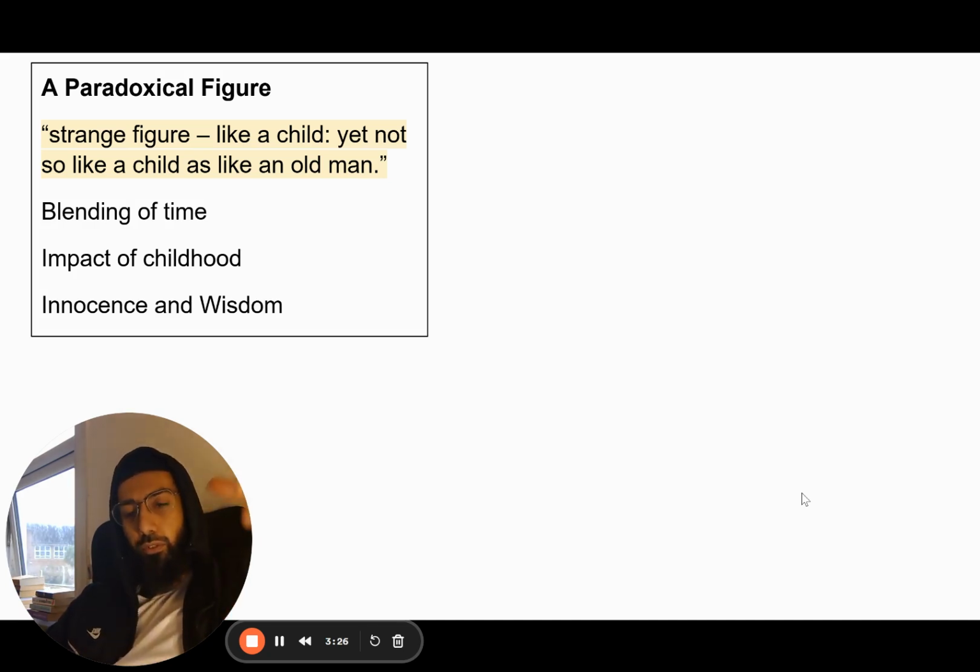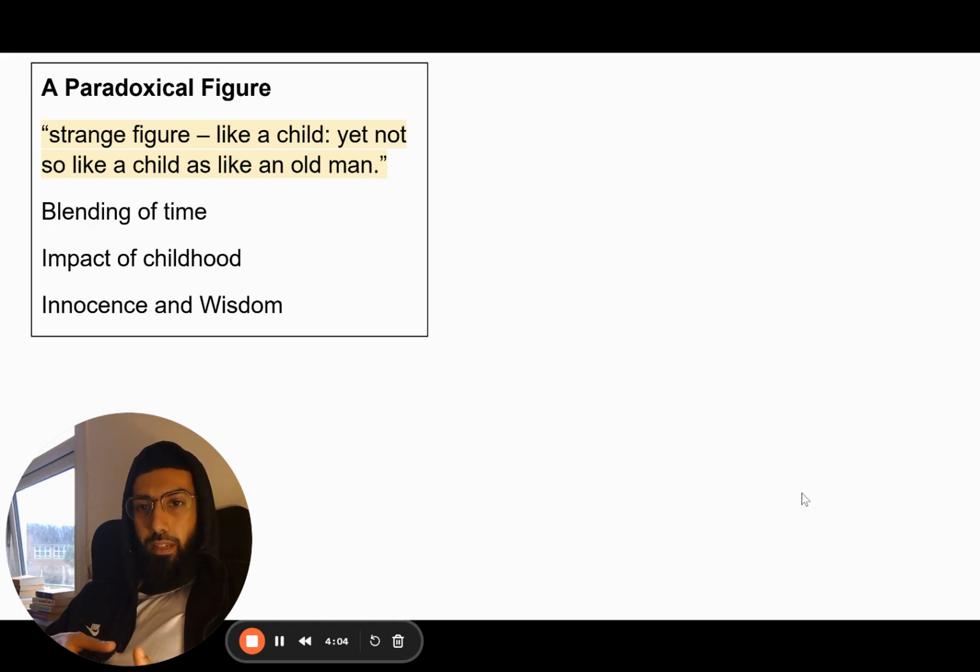So if you think about the connotations of a child, what is a child symbolic of? One, innocence. Two, purity. Three, the past experience. So that's on the one hand. On the other hand, you've got this old man. And when we think of an old man, what are the connotations of that? You have this idea of wisdom, this idea of experience that comes through as well. So this ghost kind of blends time. You have the past, the child, but also the present, the old man. So what could this symbolize, and what could this represent?